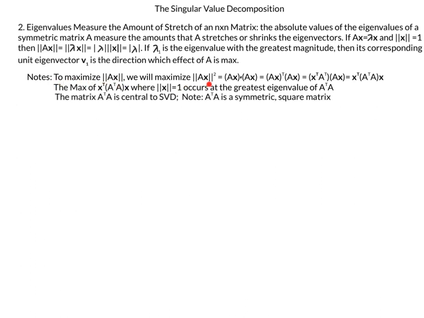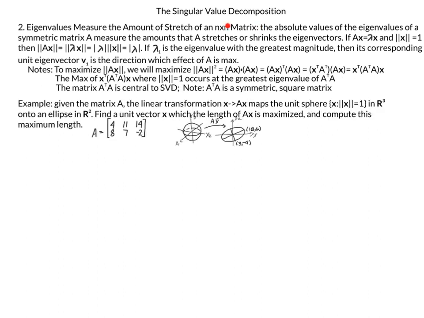And I made that note right here, along with the last note that A transpose A is symmetric. It's a square matrix, and becomes central to singular value decomposition. Those were a lot of notes summarized here, and I have our first example. Given the matrix A, the linear transformation x to Ax maps the unit sphere over here onto an ellipse.